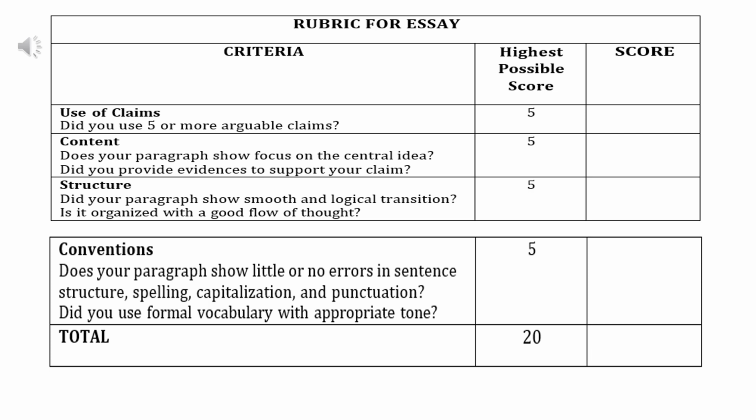Rubric for the essay. Let's have the criteria. Use of claims: did you use five or more arguable claims? Second, content: does your paragraph show focus on the central idea? Did you provide evidence to support your claim? Third, structure: did your paragraph show smooth and logical transition? Is it organized with a good flow of thought? Then, lastly, conventions: does your paragraph show little or no errors in sentence structure, spelling, capitalization, and punctuation? Did you use formal vocabulary with appropriate tone? So, another 5 points. So the total will be 20 points.